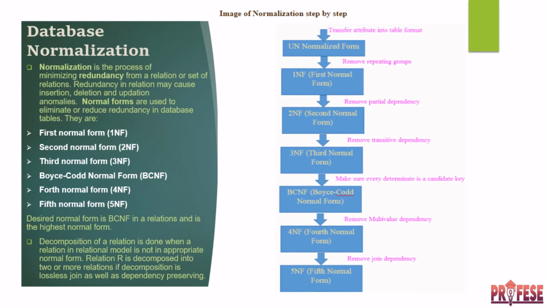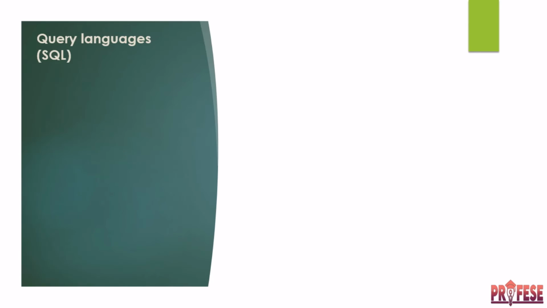Decomposition of a relation is done when a relation in a relational model is not in an appropriate normal form. Relation R is decomposed into two or more relations if the decomposition is lossless join as well as dependency preserving.